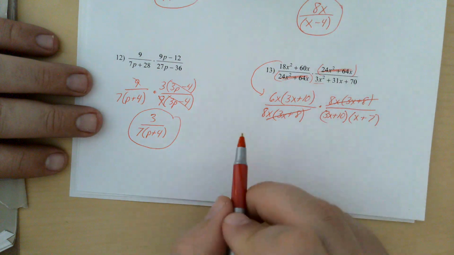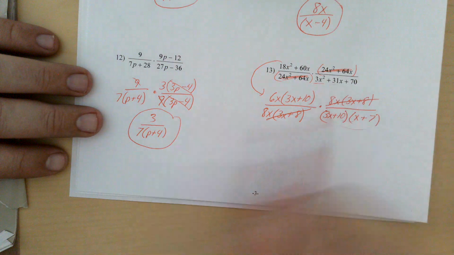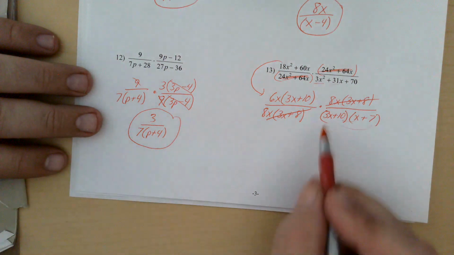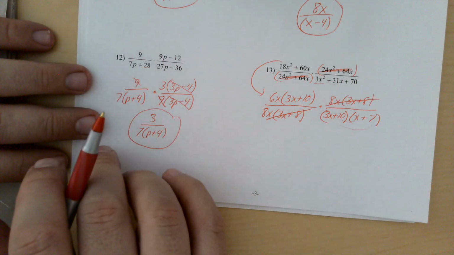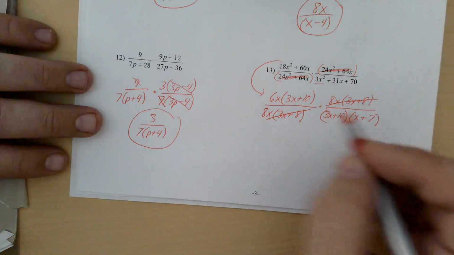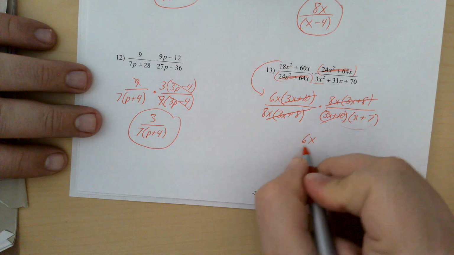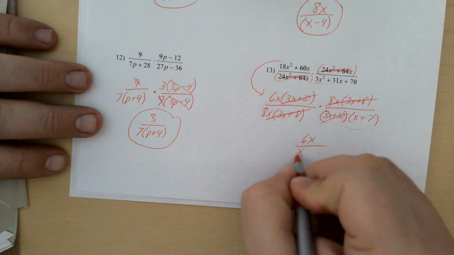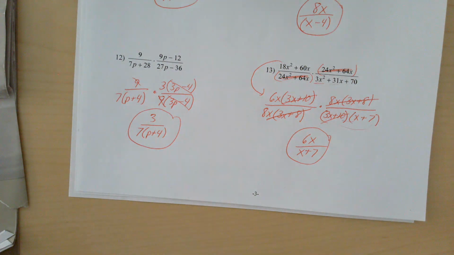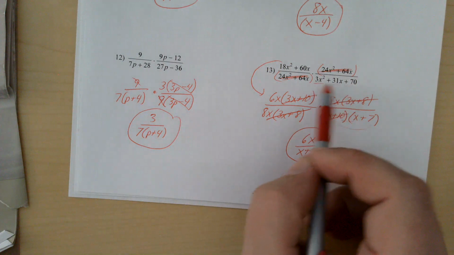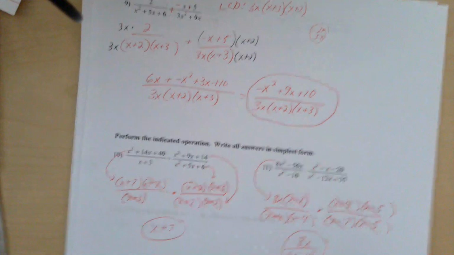3x times x is the 3x squared. Outside, I get a 21x. Inside, I get a 10x. That adds up to 31x. And 10 times 7 is 70. So everything's factored correctly. And so what's left behind, once the 3x plus 10s get crossed out, is a 6x remaining up top that wasn't canceled out and an x plus 7 on the bottom, okay? A little bit harder, and like I said, I will not have a problem where you have to use the AC method to factor, okay? Not on your quiz. Okay, last page.